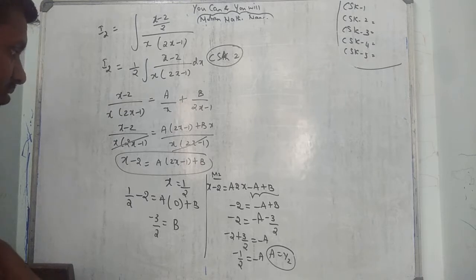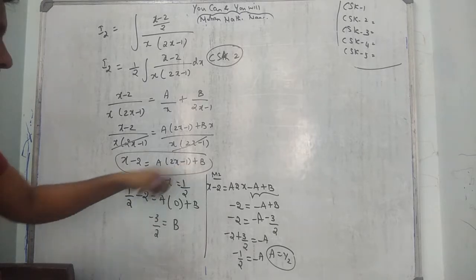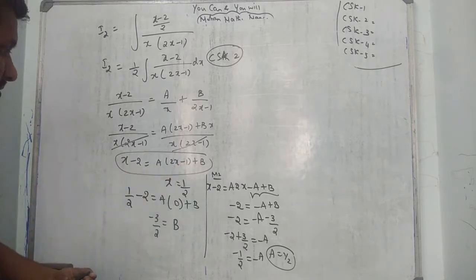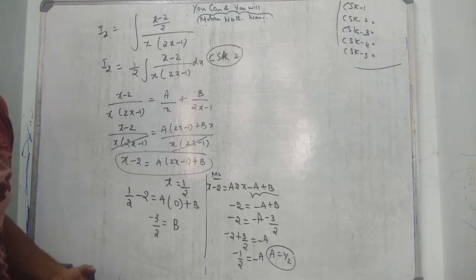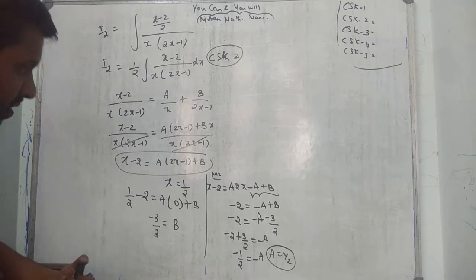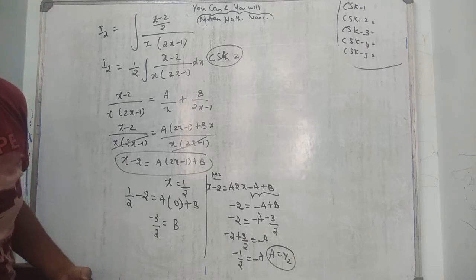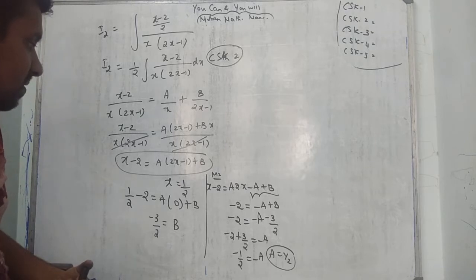Anywhere I have done a mistake, I have to go back. So 2ax minus a plus b, right? So minus a plus b equals minus 2. The b value we got is minus 3 by 2, correct. So minus 3 by 2 becomes plus 3 by 2. Then the a value, I got a is 2a plus b.